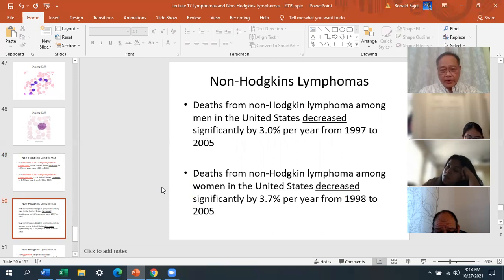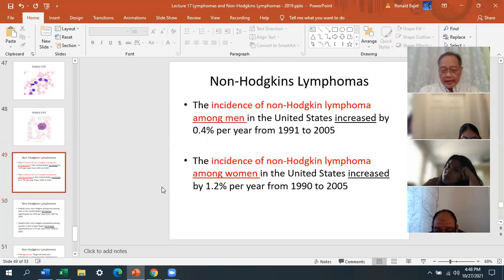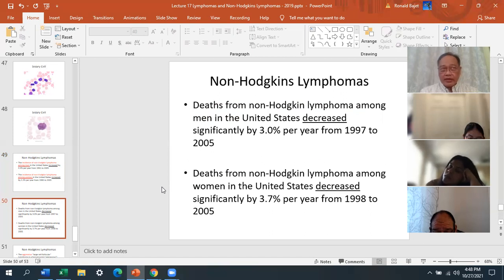So the deaths have decreased, probably because of improved therapy. The incidence probably increased because of better detection. So the incidence increased because of better detection, but the deaths decreased because of better therapy and treatment. In women, it also decreased at a rate of 3%, in men 3.7%. So, better therapy and better detection.